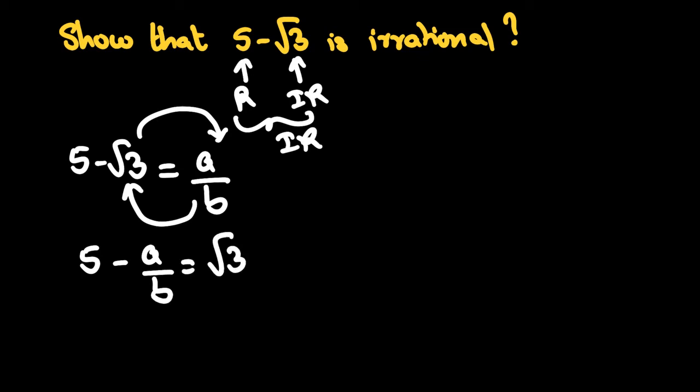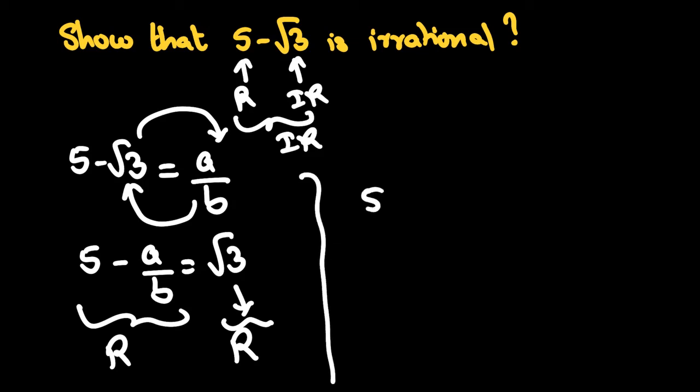Now 5 is an integer, a over b is a rational number because a is an integer and b is an integer. So a rational minus a rational number will be equal to a rational number, which implies that root 3 must also be a rational number. But we know that root 3 is irrational. Hence, it contradicts our assumption that 5 minus root 3 is rational. Therefore, 5 minus root 3 should be an irrational number.